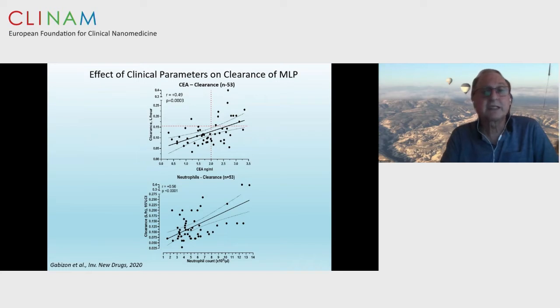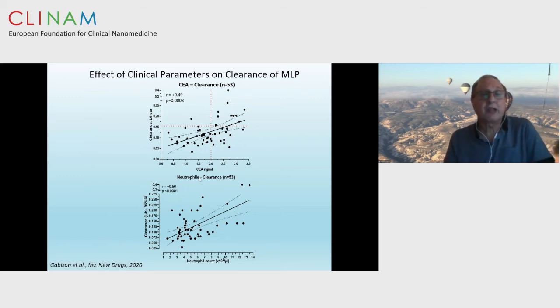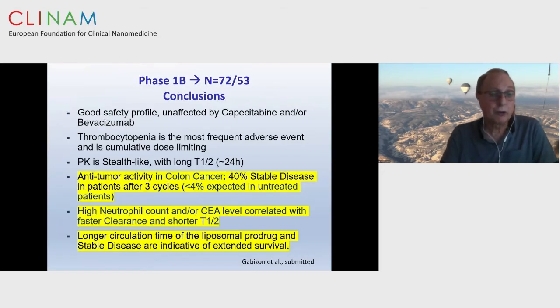These are other studies in which we found that when patients have very high CEA levels or very high numbers of neutrophils in peripheral blood, they actually clear the drug faster. And so maybe these patients are less amenable to treatment or to response by Promethyl. So those are our conclusions, which I already mentioned, more or less.